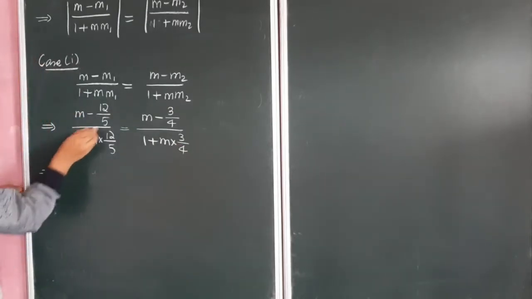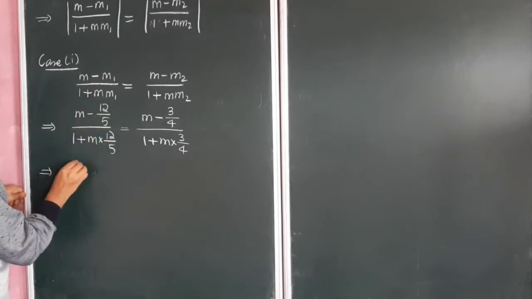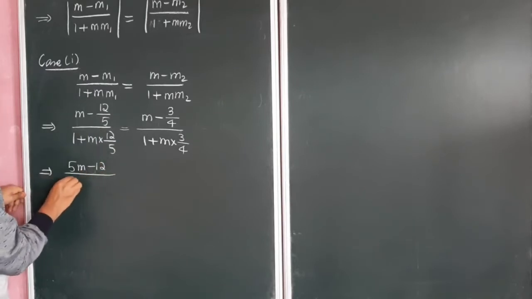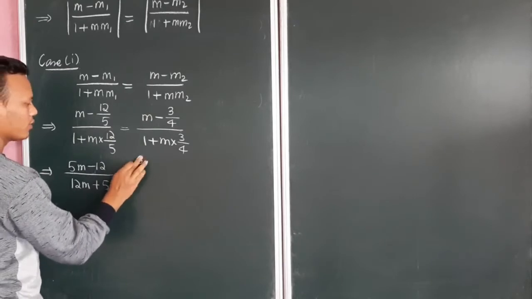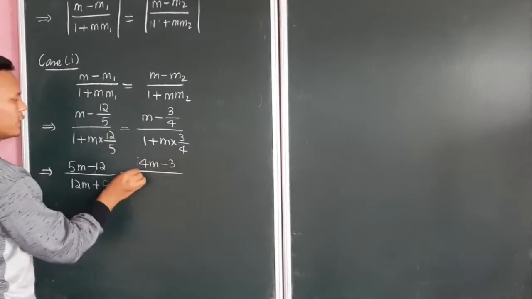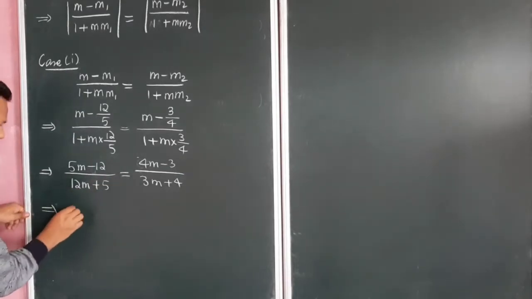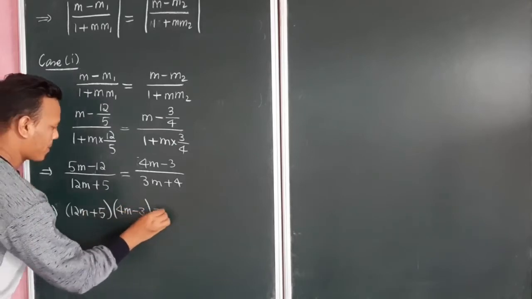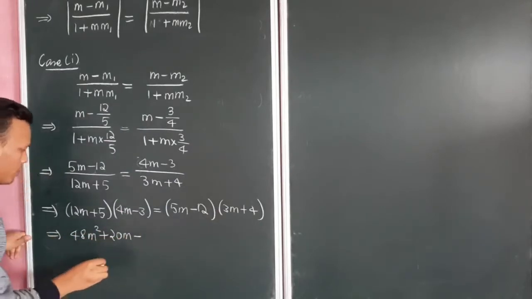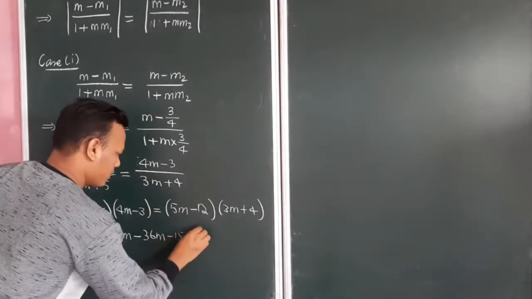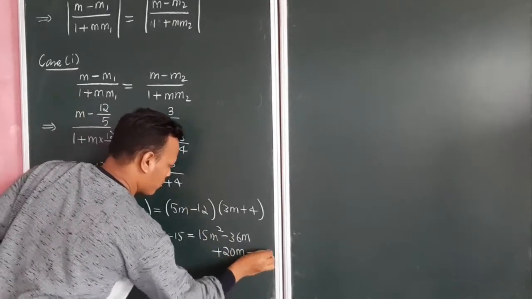So if you simplify this part, I'm not showing you in detail, you simplify the left hand side, you must get 5m minus 12 divided by 12m plus 5. Similarly, when you simplify this, you must get 4m minus 3 divided by 3m plus 4. Okay, let us do cross multiplication here. So after multiplication you will get this much.